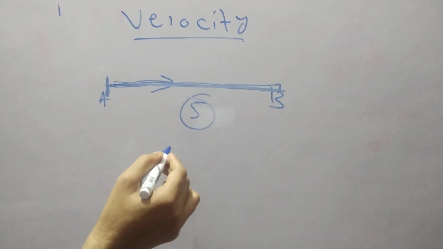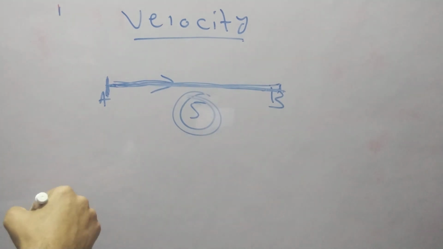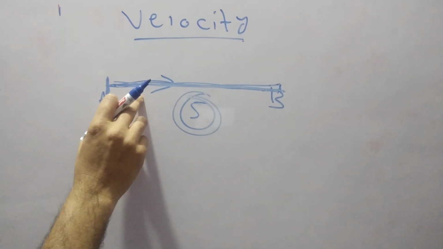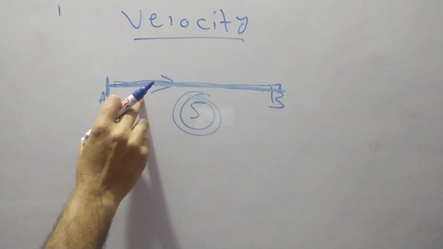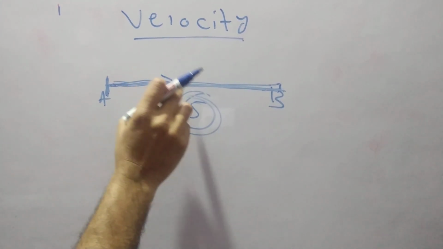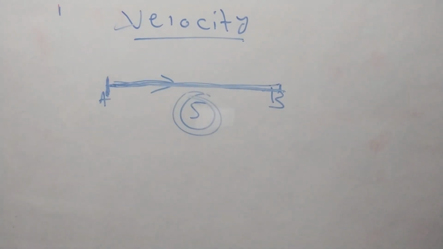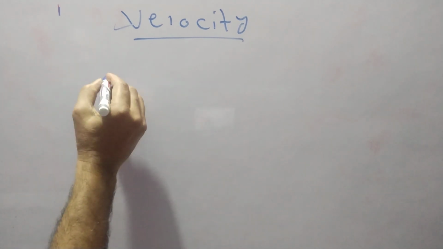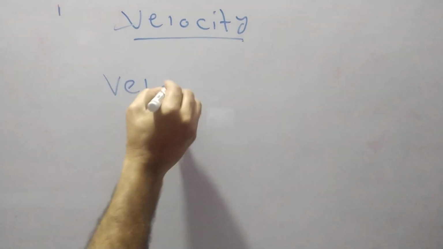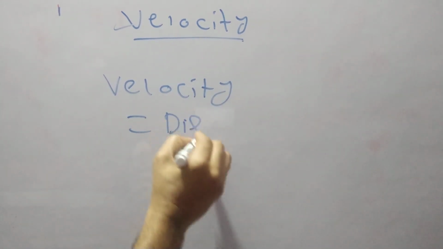So all the kinematics and all the kinematic equations, everything depends on these five terms. First one is distance, second is displacement, third one is velocity, fourth one is speed, fifth one is time. Right? So today we'll discuss what is velocity. So the basic definition of velocity is equal to displacement by time.